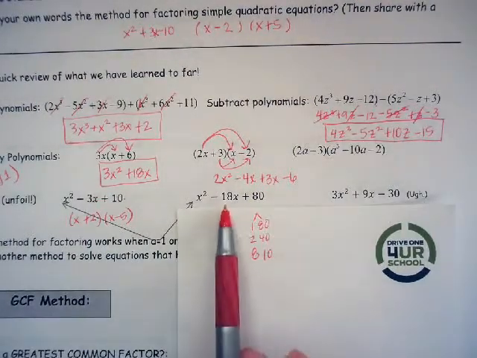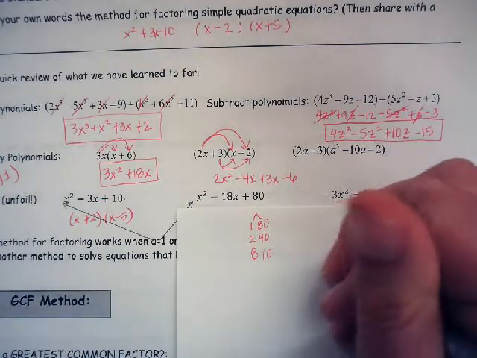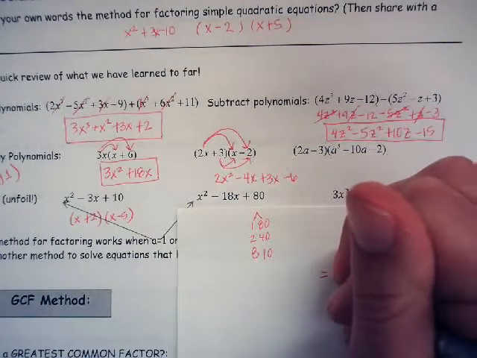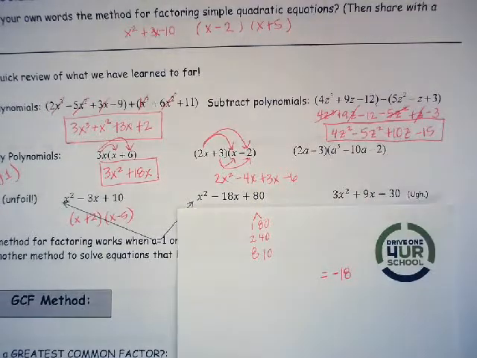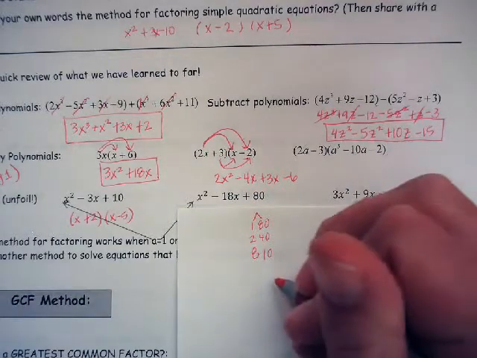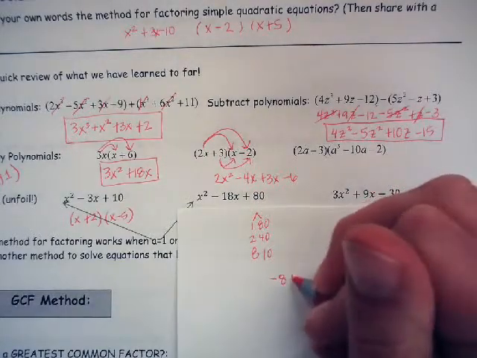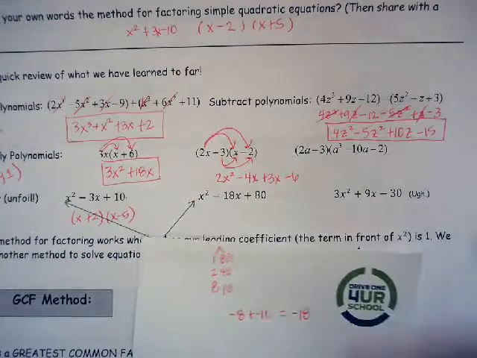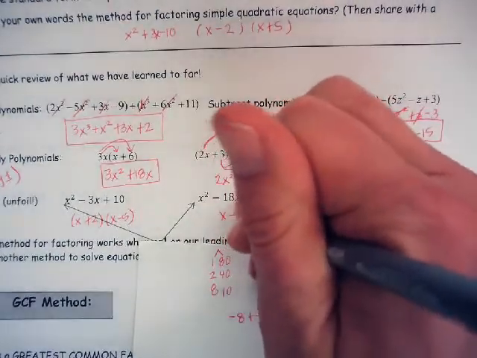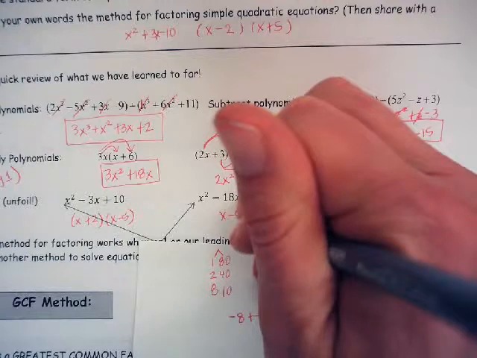I need two numbers that add together to give me negative 18, and if I multiply them together, I get a positive 80. So if I'm trying to get a negative number in the middle and a positive when I multiply, I know my signs have to be negative, both of them. So negative 8 plus negative 10. So when I write this on here, it's going to be x minus 8, x minus 10.